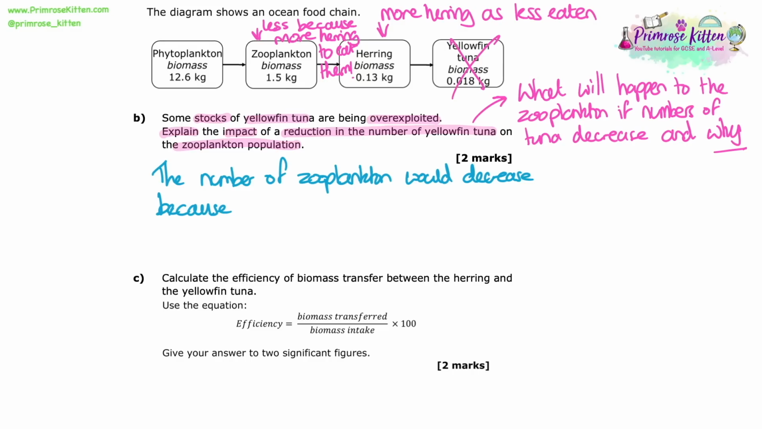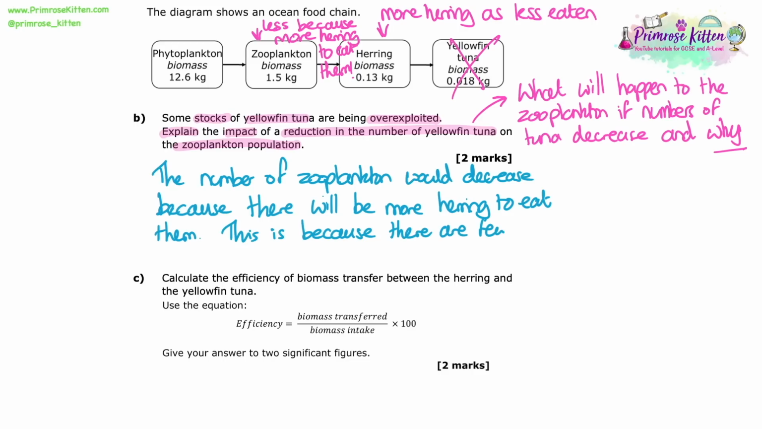So there's obviously a few ways you can write this. It's quite simply done in the mark scheme. So I'm going to write it as I would explain it. The number of zooplankton would decrease, because then we know we've definitely got that mark for that first point. There'll be more herring to eat them because there are fewer tuna eating the herring. And I've added that last bit because that makes sense to me and explains how I understand what I'm talking about, but probably wouldn't necessarily need that last sentence to actually get the second mark.